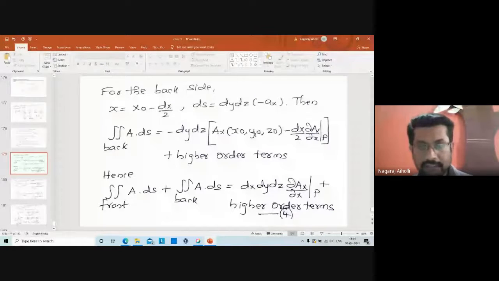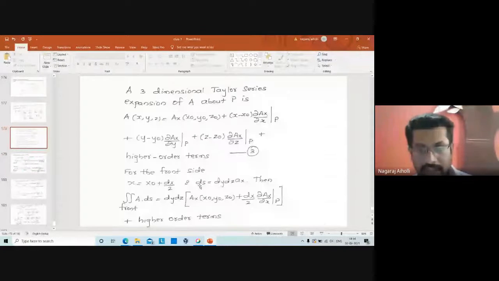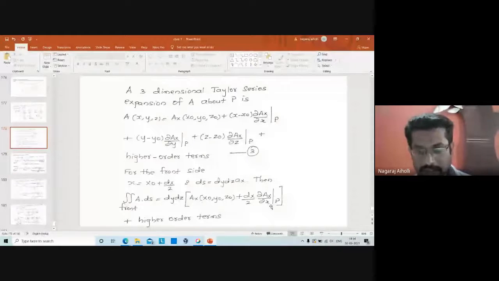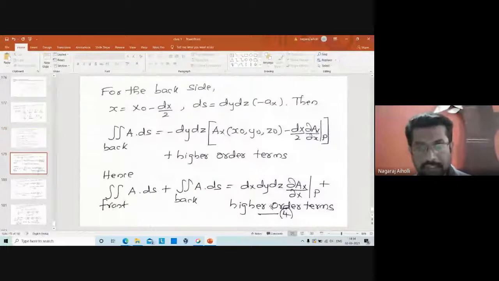Next, we'll go to the next term: dy dz into dx by 2 dou ax by dou x, correct? Then here, minus into minus is plus, right? Here also we'll get the same term: minus dy dz into minus dx by 2 is plus. Therefore dy dz dx by 2 dou ax by dou x. There also we are getting the same, and here also plus dy dz dx by 2 dou ax by dou x.